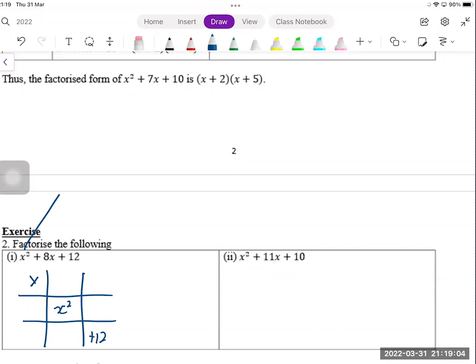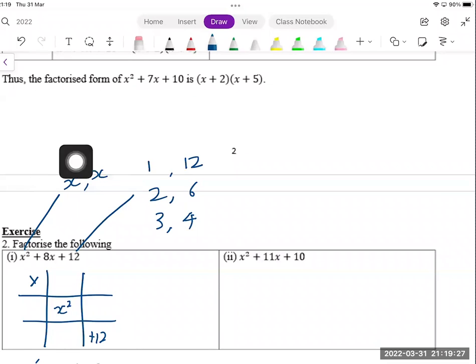So x squared can be written as x times x. This is the main one that we have. 12 has quite a few combinations. I can have 1 times 12, 2 times 6, 3 times 4. So all are possible combinations. Since x squared only has one combination, it's quite straightforward. I'll definitely fill it in first. So this will be x, this will be x.